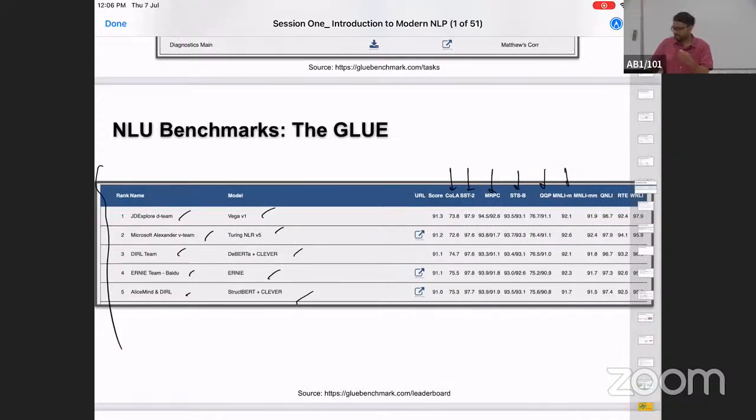All these models, if you see, this is from Microsoft. Most of the models that you see at the top ranks, you will find from organizations like Google, Microsoft, Baidu, and so on.